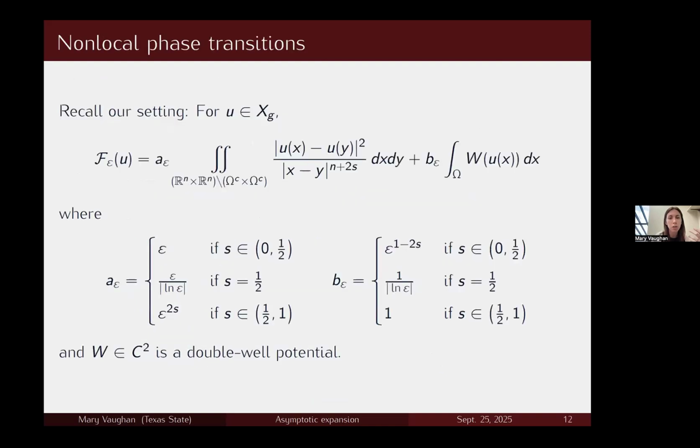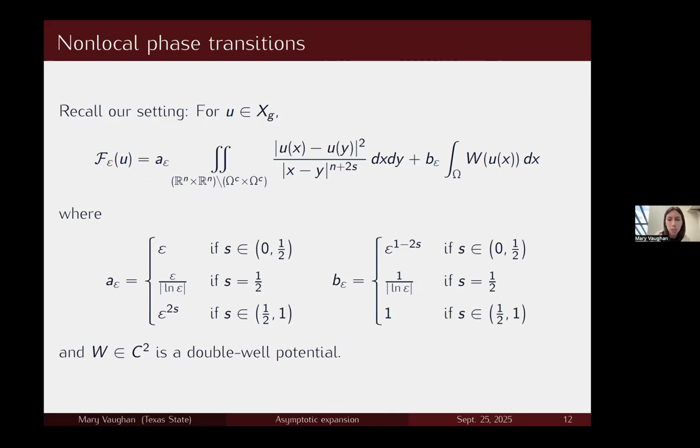And we want to do asymptotic development, as I said, for our non-local problems. So just as a reminder, this is the non-local energy we're looking at when you're in X_g. F epsilon is exactly this. And we see this different scaling for the potential and the kinetic energies.